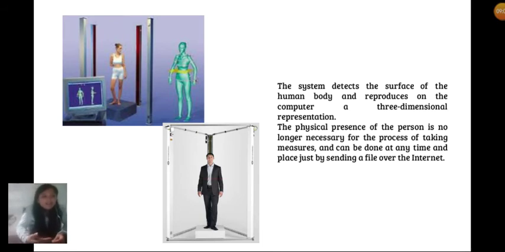During scanning, there is no need to remove underwear or sportswear such as lycra or aerobics wear. The system detects the surface of the human body and reproduces on the computer a three-dimensional representation. The physical presence of the person is no longer necessary for the process of taking measures, which can be done at any time by just sending a file over the internet.